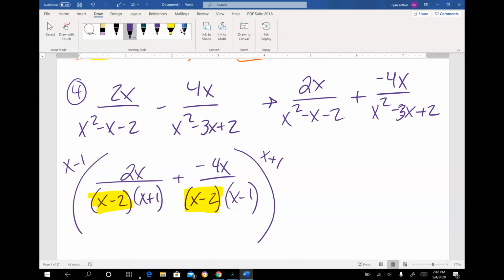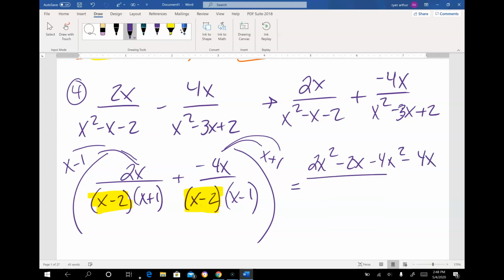Okay, so this is now going to be distribute the 2x. You're going to get 2x squared minus 2x. Distribute the negative 4x, and you're going to get negative 4x squared minus 4x. All over, what's your common denominator? It's all 3 of those: x minus 2, x plus 1, x minus 1.